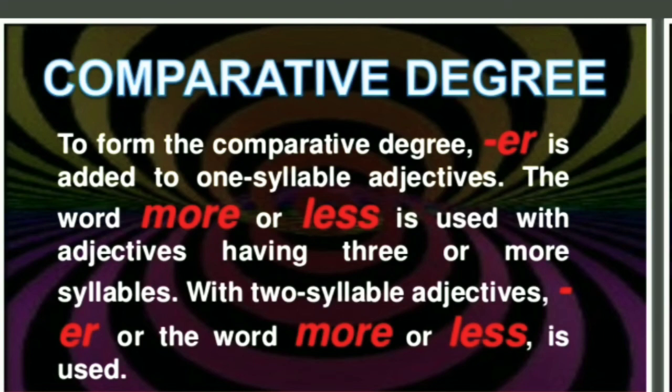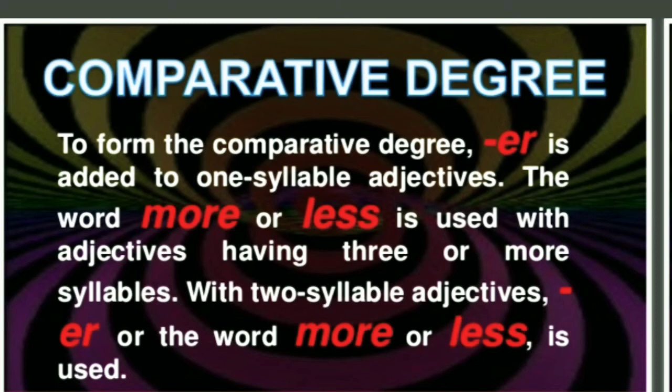For example, this dress is expensive. But if I have to use it in the comparative form, I'll say, this dress is more expensive than that particular dress. I'll not use expensiver, obviously. Okay, students. So why is it that in many words we use er, and in many other words we use more or less? So we'll come to that.